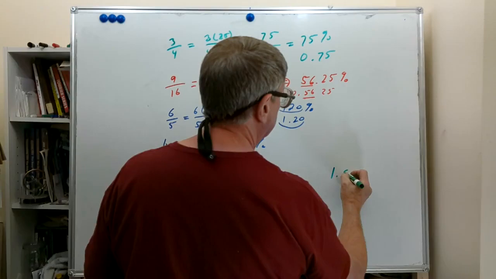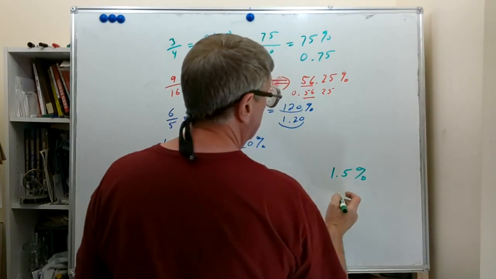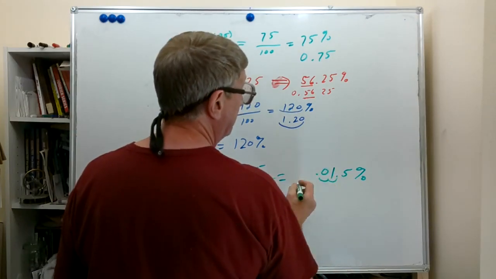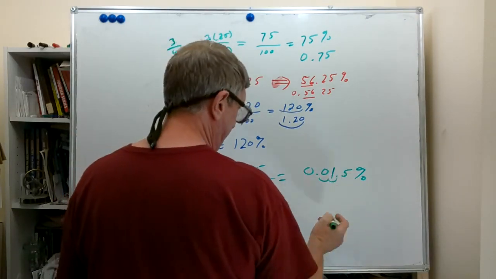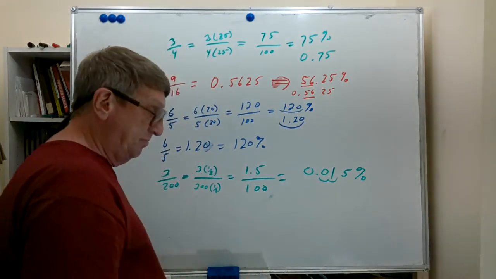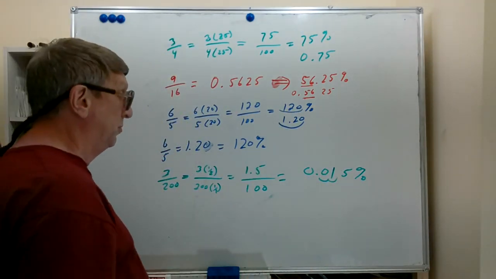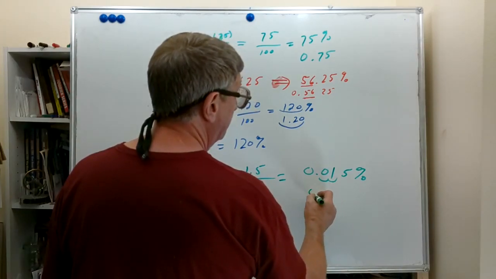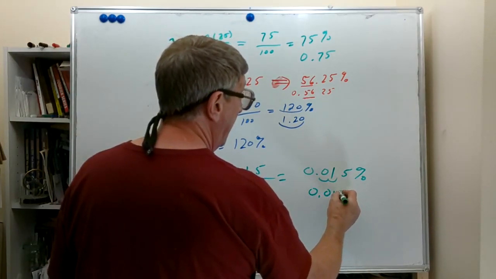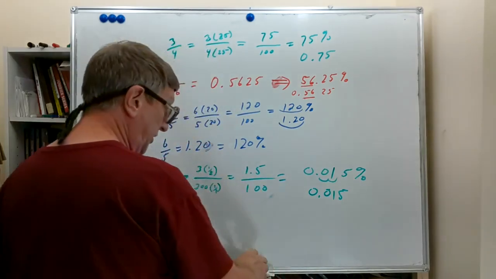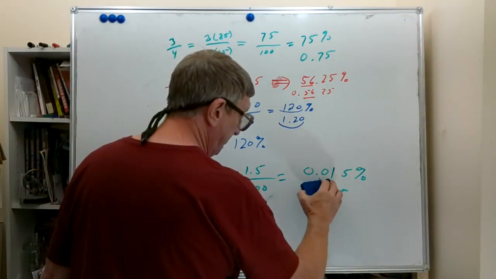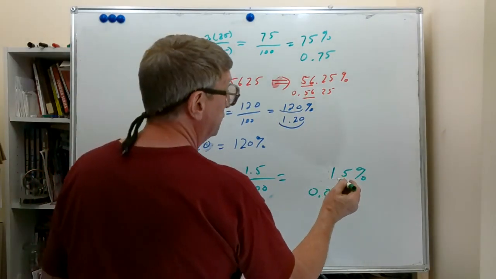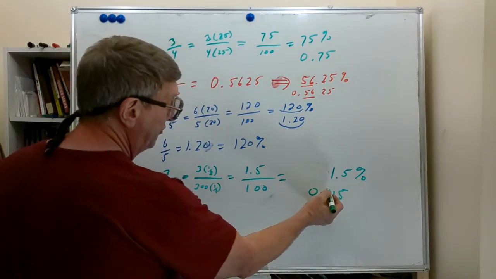1.5%. Move the decimal place 1, 2. We have to add a 0 to do that. We'll add the leading 0 just to make your eye focus in on the decimal point better. So we end up with 0.015 for the decimal part. And let's change this back to the percent. 1.5%, 0.015.